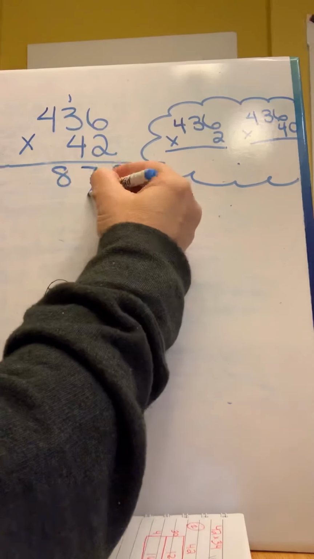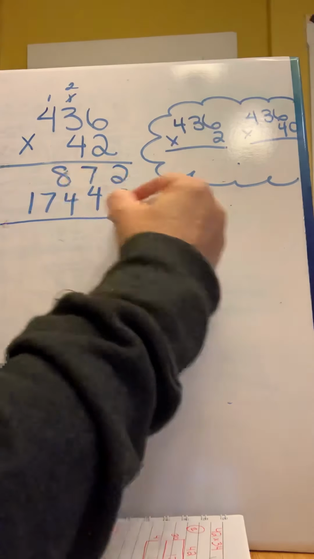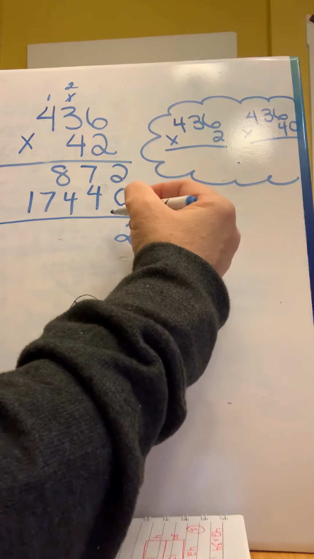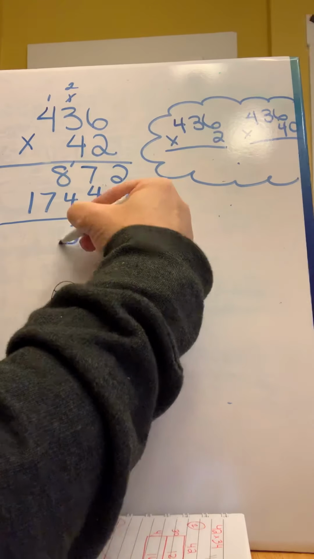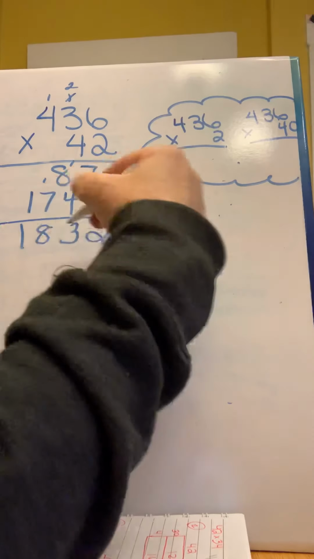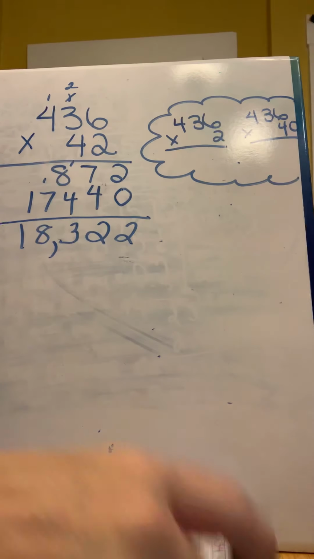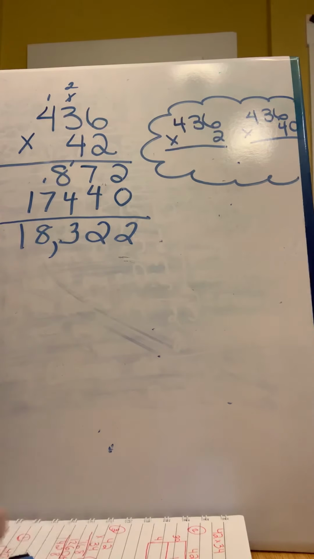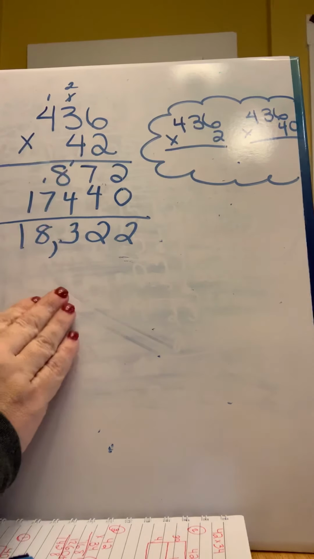4 times 6, 12, 14. $18,322. So the next video will be on multiplying when we have decimals, and we'll jump into the standard algorithm with that and talking about how the decimals will be represented in our answer.